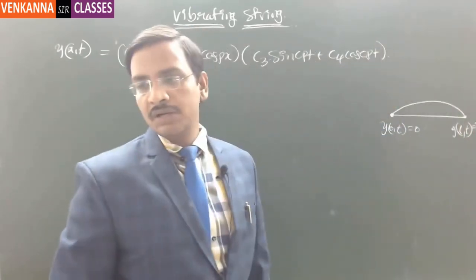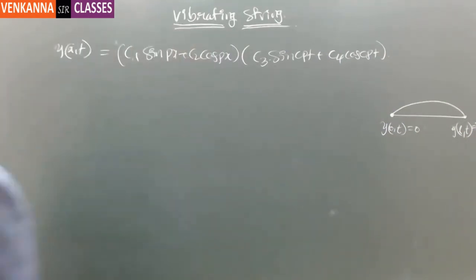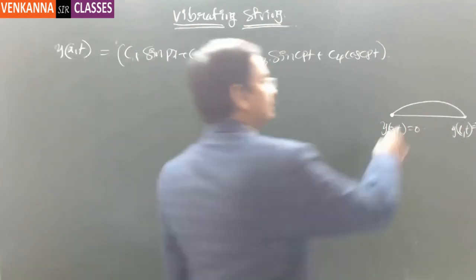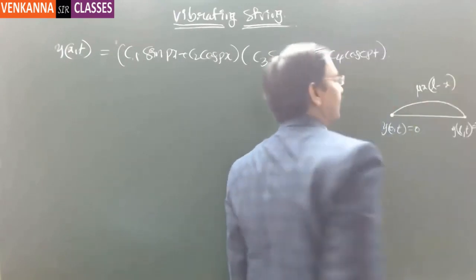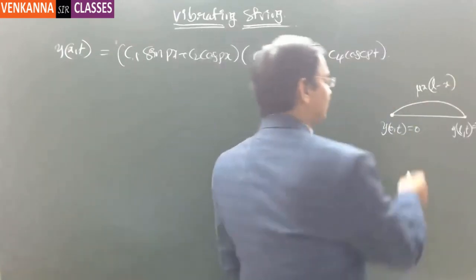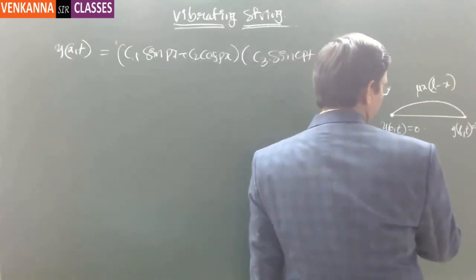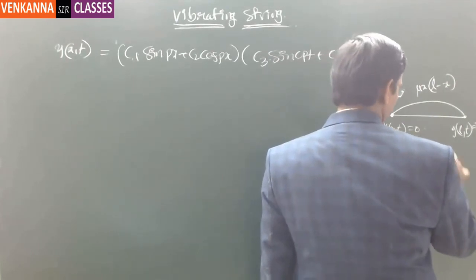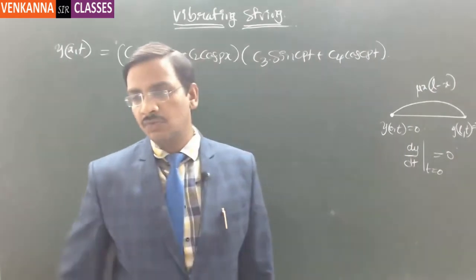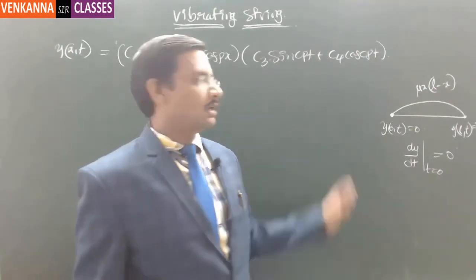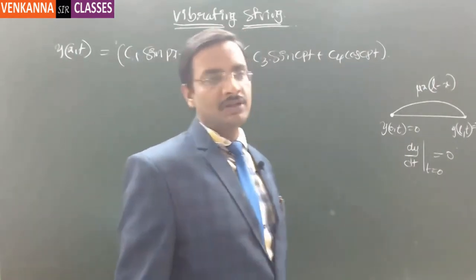That equation, what he mentioned, was mu x into L minus x. So this function is mu x into L minus x. And the initial velocity, obviously, is going to be 0: dy by dt at t equal to 0 is also always 0. So these are the four different conditions he has given, right? Now let me write down the problem statement for completeness.